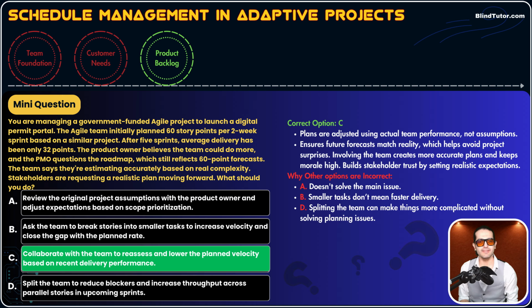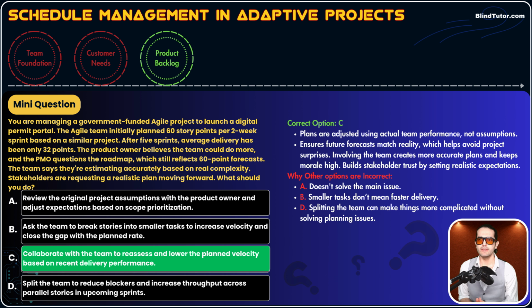Option D, split the team to reduce blockers and increase throughput across parallel stories in upcoming sprints. Just a made-up statement, I guess. Very nonsense. Splitting the team can make things even more complicated. We have a cross-functional self-organizing team. You cannot split the team into two groups. And yes, this was a very good question.